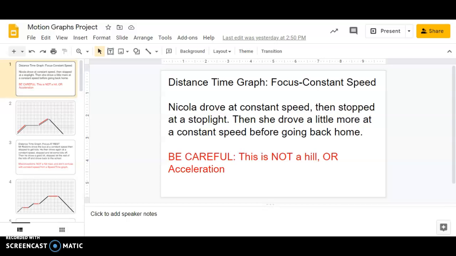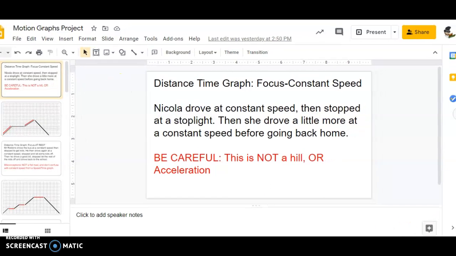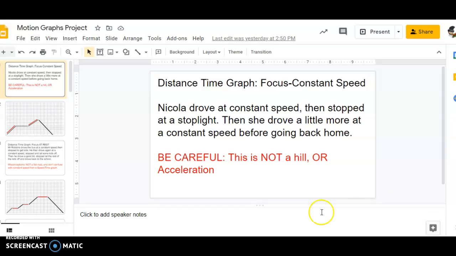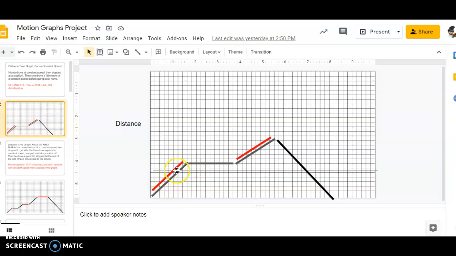And yesterday, we went through our video on creating our motion graph project, and we went through the first three types of graphs. And basically what we did was this. We said our focus was constant speed. So you can see that my focus here in the graph is constant speed. And there is a reason why there's red there.